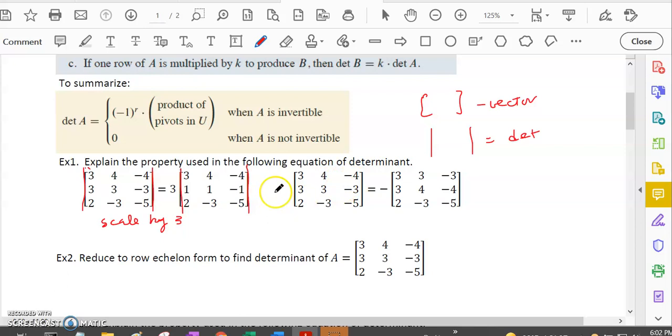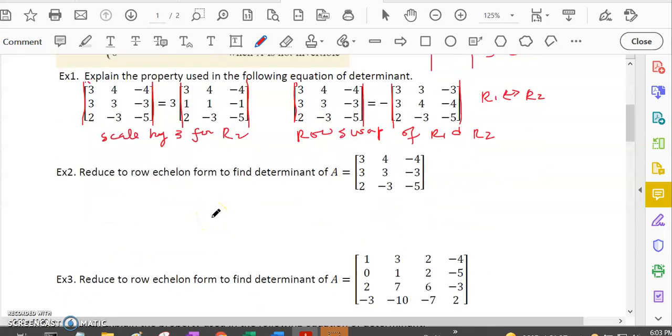Again, this determinant is equal to the negative of this determinant, because if you compare the two matrices, you can see that row 1 and row 2 are swapped. A row swap gives the opposite determinant. Row swap of row 1 and row 2, and scale by 3 for row 2.